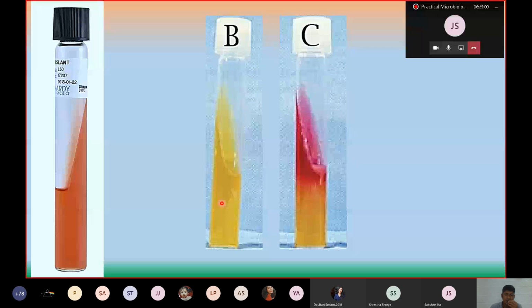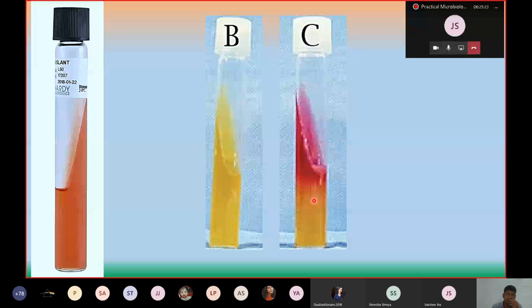This is the condition when bacteria is utilizing more than one sugar: glucose plus sucrose, or glucose plus lactose, or glucose plus sucrose plus lactose. And there is no production of gas. At that time, slant and butt will both be yellow, yellow by yellow. This one we can say purple by yellow.